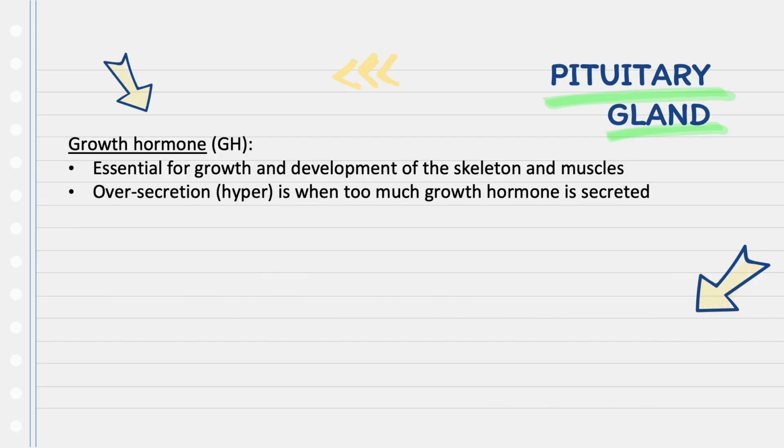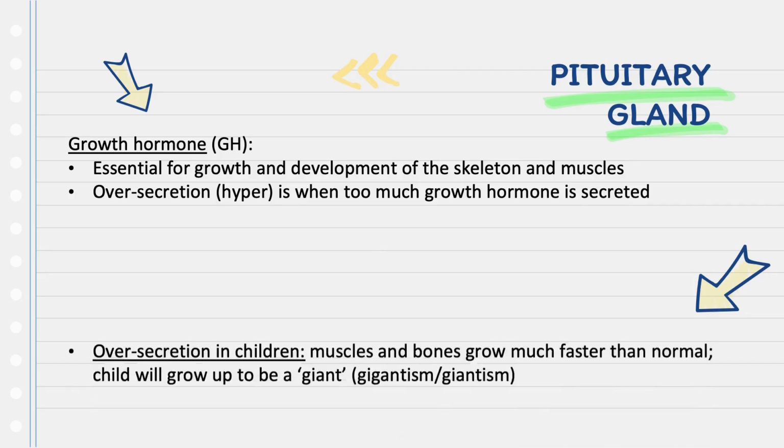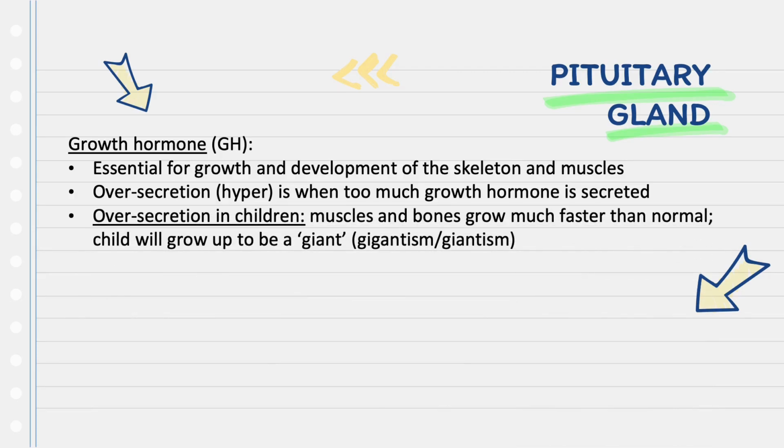Oversecretion, hyper, is when too much growth hormone is secreted. Oversecretion in children results in muscles and bones growing much faster than normal. The child will grow up to be a giant. Gigantism.